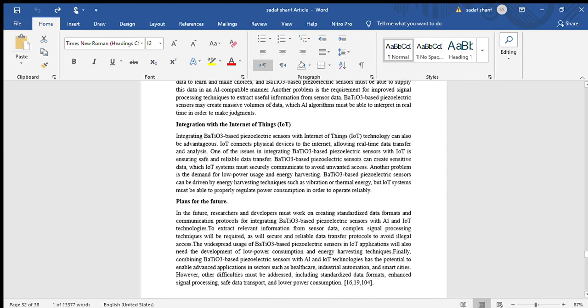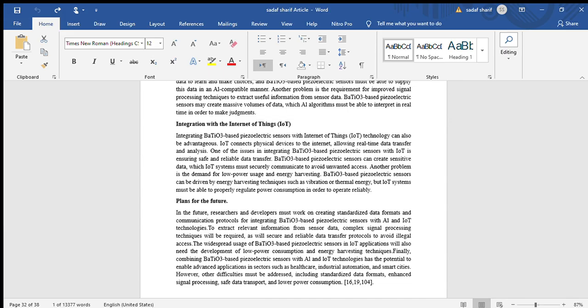Now, integration with the Internet of Things, IoT. Integrating the barium titanate based piezoelectric sensor with Internet of Things technology can be advantageous. IoT connects physical devices to the internet, allowing real time data transfer and analysis. One of the issues in integrating the barium titanate based piezoelectric sensor with IoT is ensuring safe and reliable data transfer. Barium titanate based piezoelectric sensors can create sensitive data which IoT systems must securely communicate to avoid unwanted access.